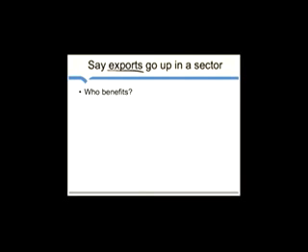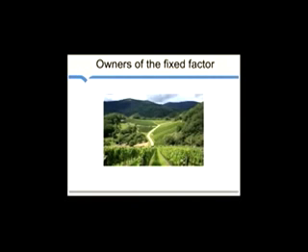Now that was a case of rising imports, but let's say you have a sector where exports go up, and we then want to ask, who benefits from that? We will again turn to specific factors models. Just as the owners of the fixed or immobile factors can lose when things go badly, it's also the owners of the fixed factor who gain when things go very well.